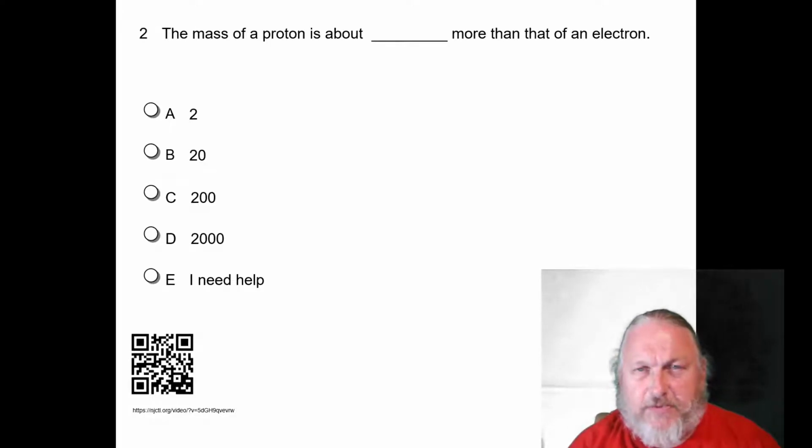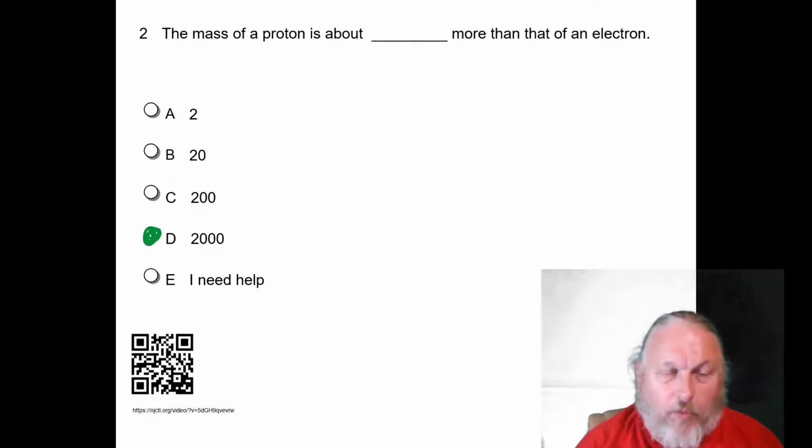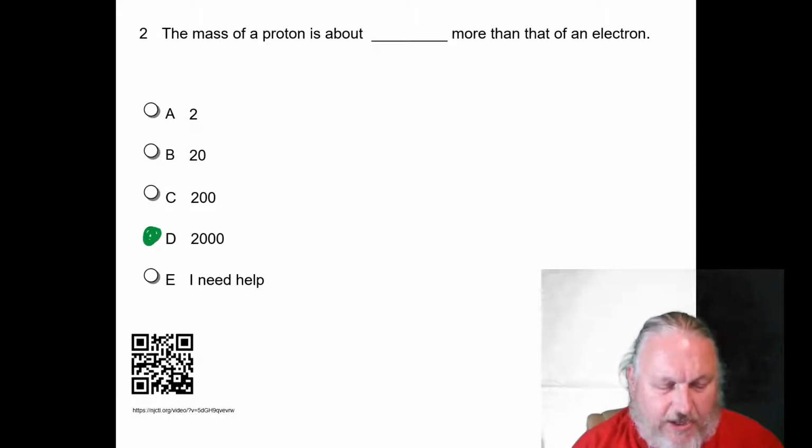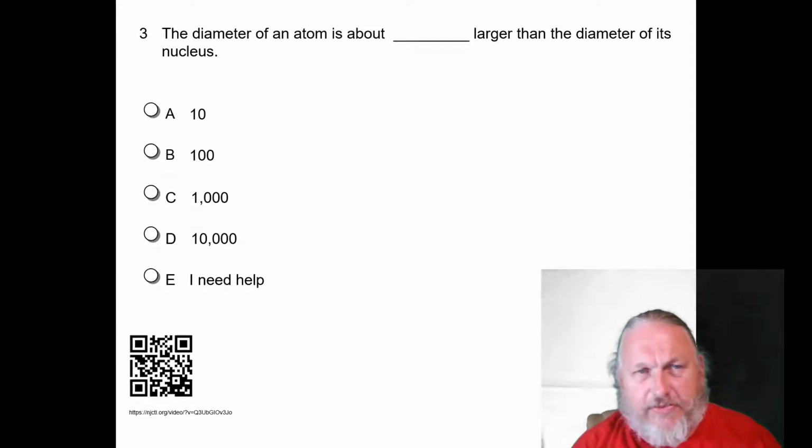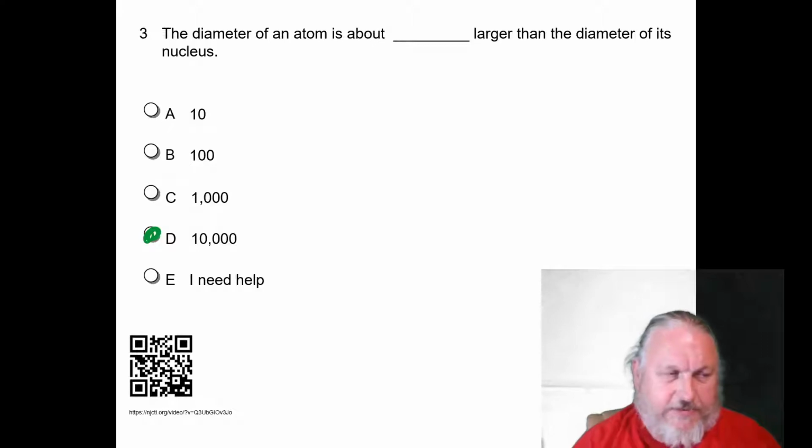The mass of a proton is about blank more than that of an electron. Pause, come back with your answer. D, 2,000 times more. The mass of the proton is 2,000 times that of the electron. Try another one. The diameter of an atom is about blank larger than the diameter of its nucleus. Pause. And if you answered D, 10,000, you would be correct.